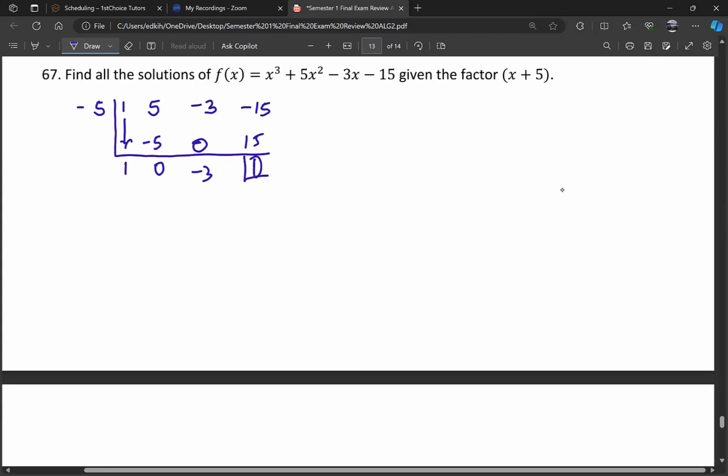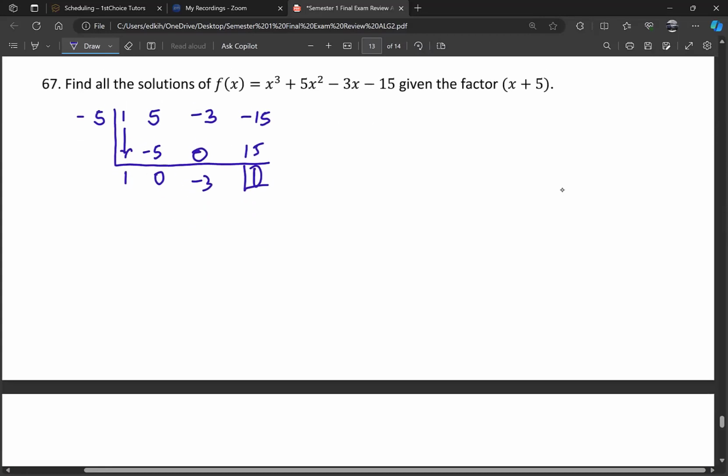We were given that. Now, if you want to find all the solutions, you now have a new equation here. Remember, these are your coefficients. So this is now x squared plus 0x minus 3 that you need to solve for. These are your new coefficients. And remember, when you divide, you came from x to the third, you drop the degree by 1. So that's why we have an x squared. By the way, is there a point of me writing x 0x?